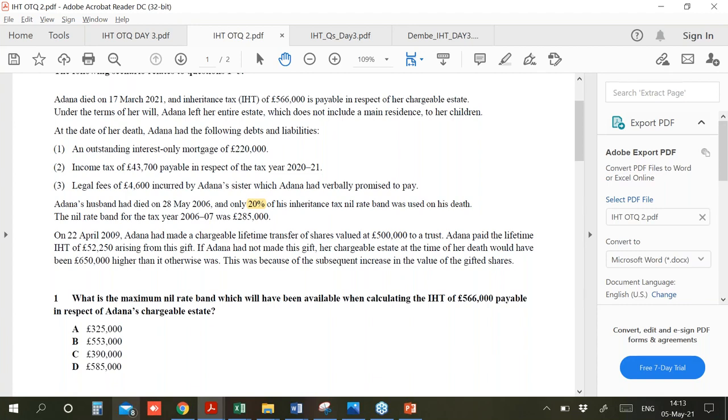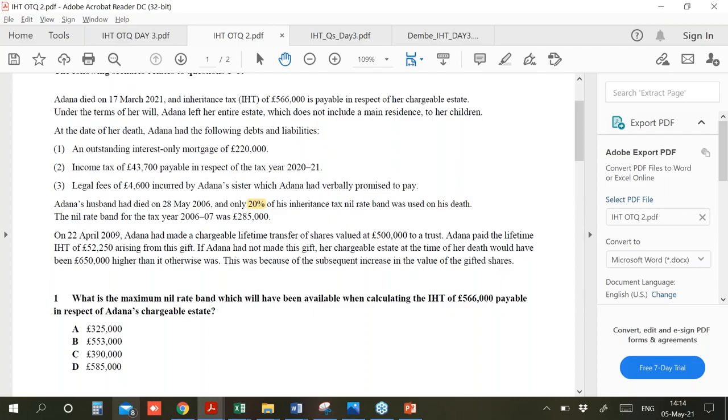So HMRC says that if someone's husband or wife has died before 2008-9, you have to take out the unused percentage, and if the second one has died after 2008-9, you will just be multiplying the remaining unused percentage with your band, that is 325,000. So we will not be multiplying 80% with 285,000, because the rule says that the unused percentage should be multiplied by the amount of nil rate band that was available in the year of second death. And Adana has died in our tax year. In our tax year, the nil rate band is 325,000.